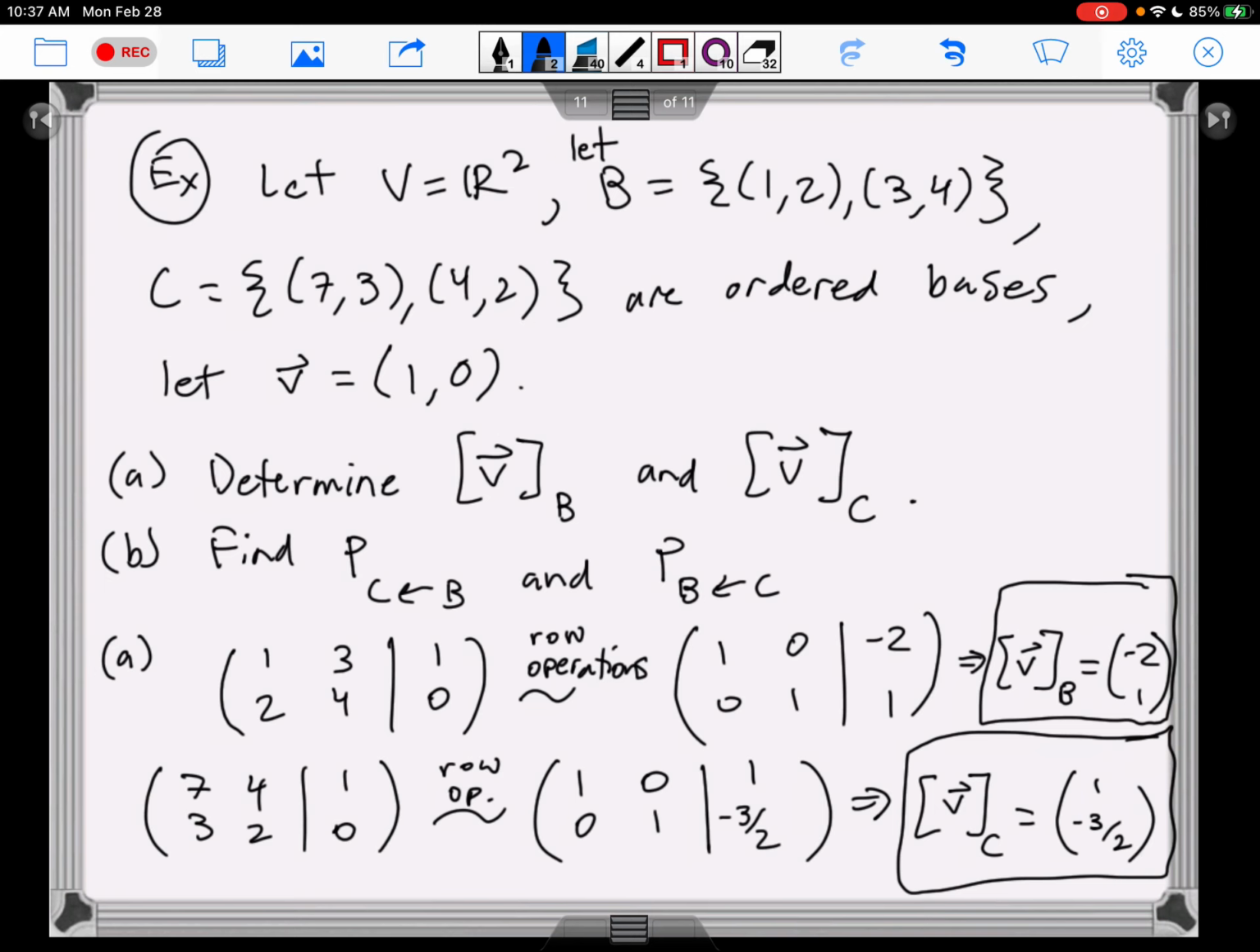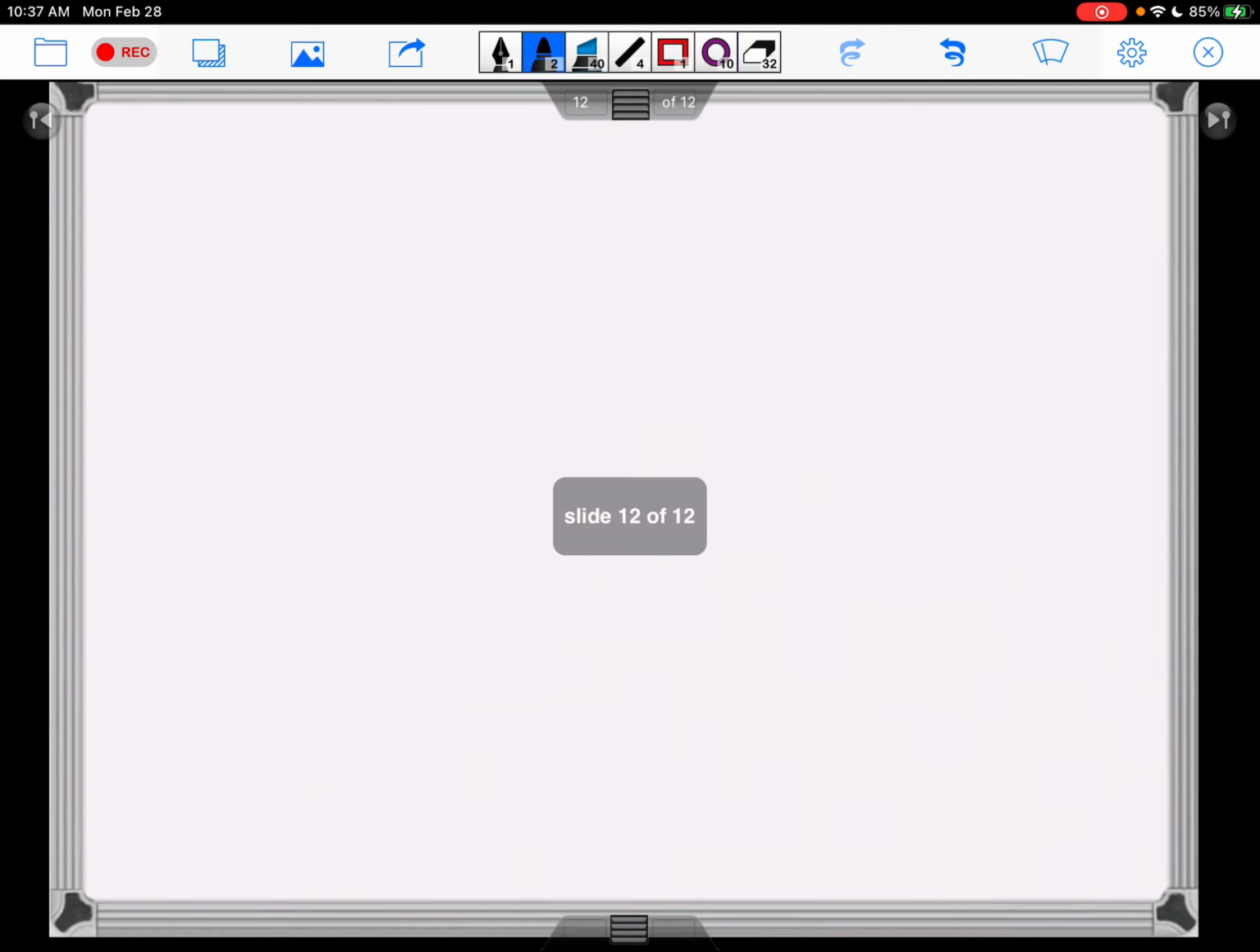So that's how you find a vector relative to a matrix. We already did that in the previous example, but now we're going to find the change of basis matrix in part B, which is new to this problem. So let's go ahead and do that.